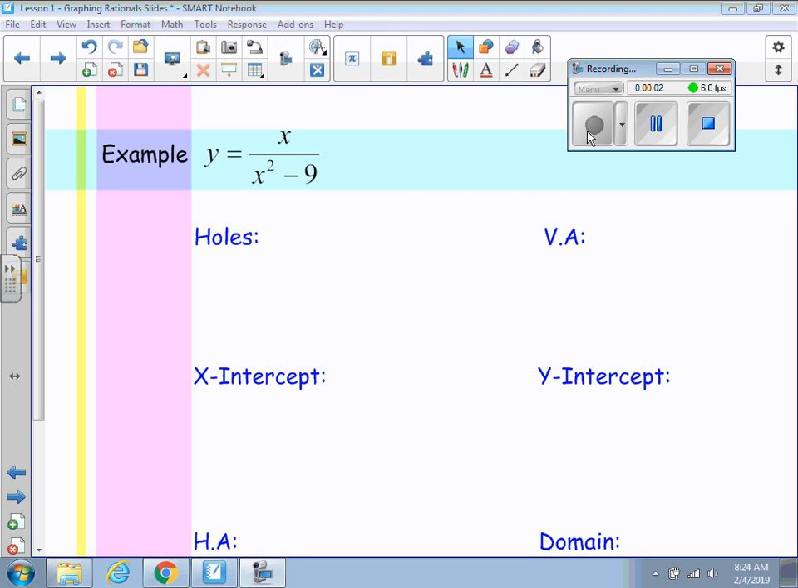Hey guys, welcome back to Unit 7, Lesson 1. Right now we're going to take a look at some examples of how to graph rational functions. So let's start off with our problem.